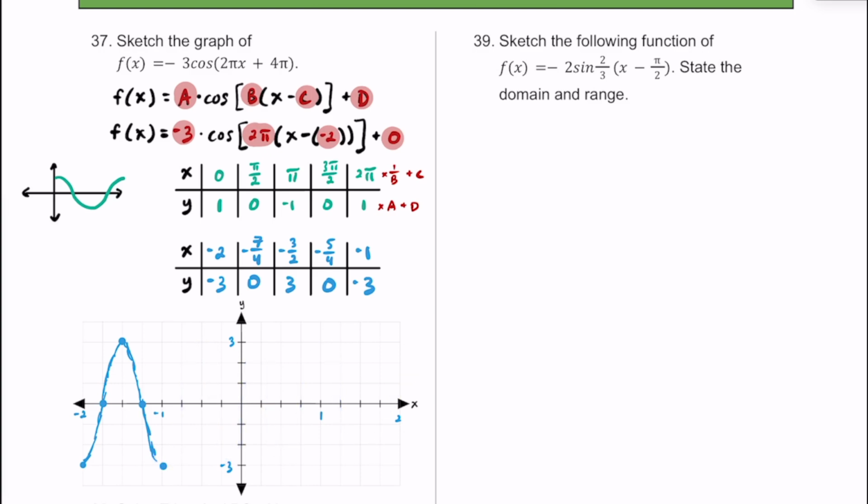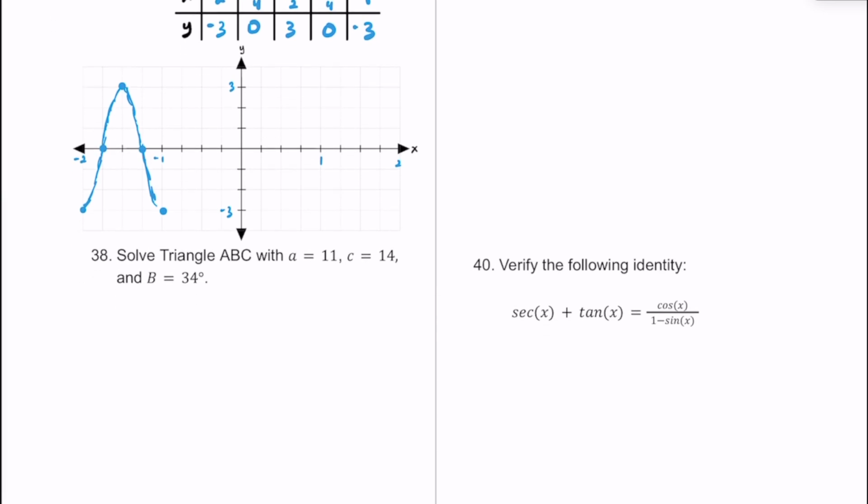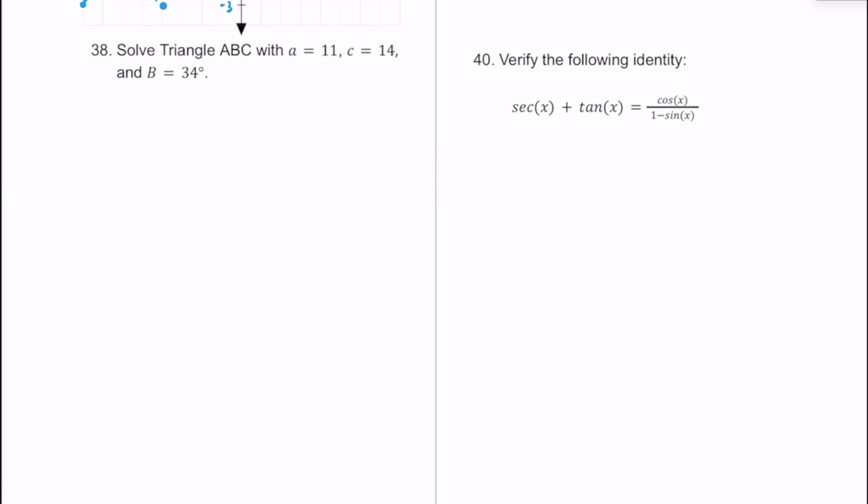But I just drew one period here. All right, here is number 38. In 38, let's go ahead and solve this triangle ABC. We know that one of the side lengths is A is 11, side length C is 14, and an angle measure B is 34 degrees.